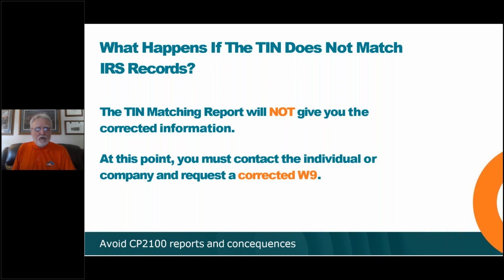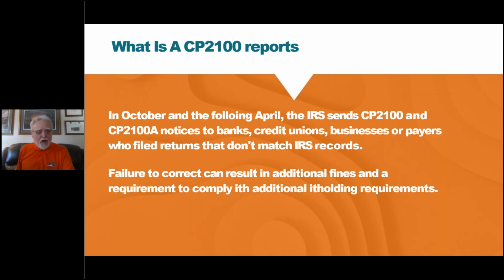You're going to have to go to the vendor or the person that's your individual contractor, and you're going to have to get that information corrected to make sure that you're filing for the correct person. That's what that CP 2100 report is about. If you file and it's wrong, you open yourself to consequences of the CP 2100 process.